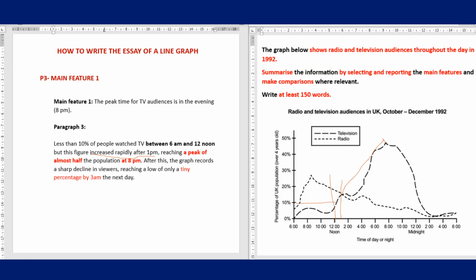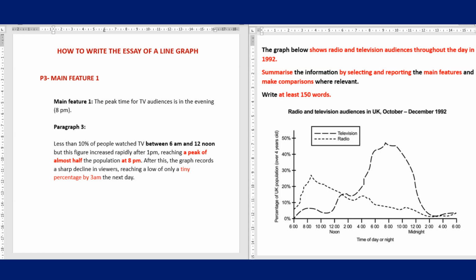But this figure increased rapidly after 1 p.m., reaching a peak of almost half of the population. You can see I had not mentioned reaching about 50%. Instead of saying 50%, they said almost half, because 50% is half, and because it's not up to 50%, we use approximation, which is almost. So about, almost, that is approximate. So reaching a peak of almost half of the population at 8 p.m. So I can say about 8 p.m.